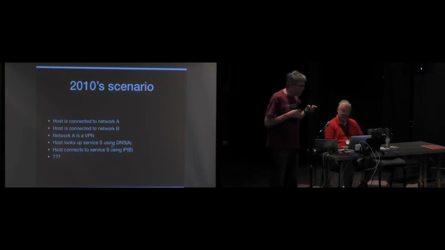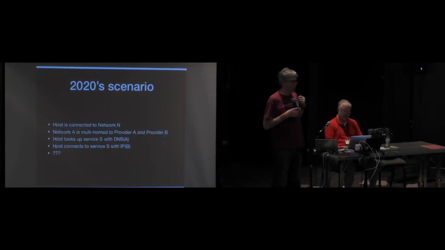So if a host looks up a service using the DNS server that it got from network A, and then tries to use the answer it got on network B, if that service is actually only reachable on network A, it's going to fail. So we need to be able to associate networks, we need to be able to associate things like DNS servers and IP prefixes together.